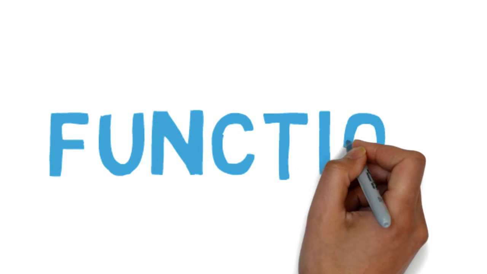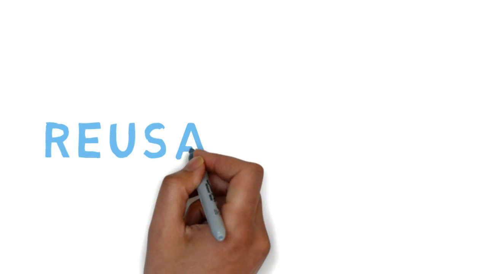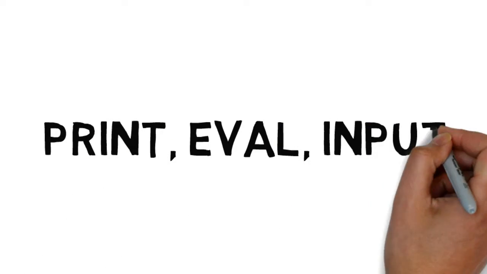What is a function? A function is a block of organized, reusable code that is used to perform a single related action. Functions provide better modularity for your application and a high degree of code reusing. You have already seen various functions like print, eval, input, etc. These are called built-in functions provided by the language itself. But we can write our own functions for doing our specific work.